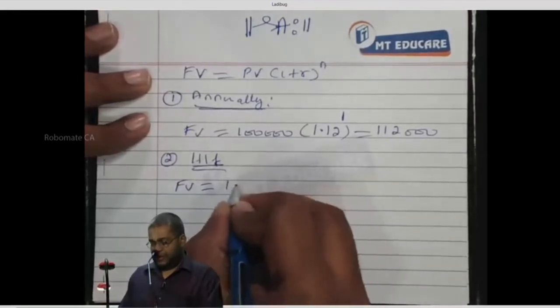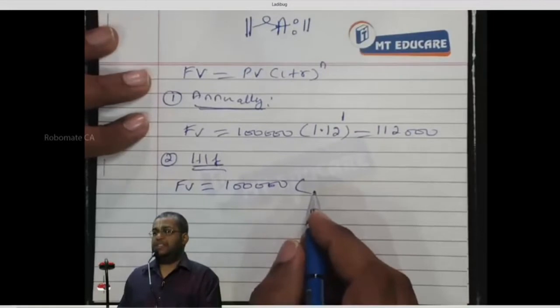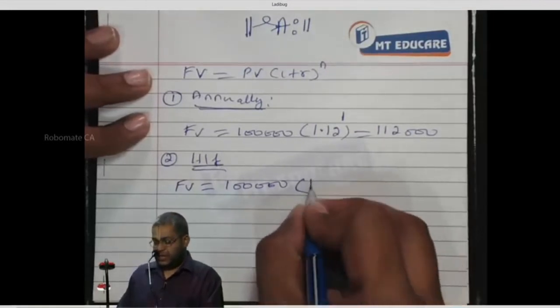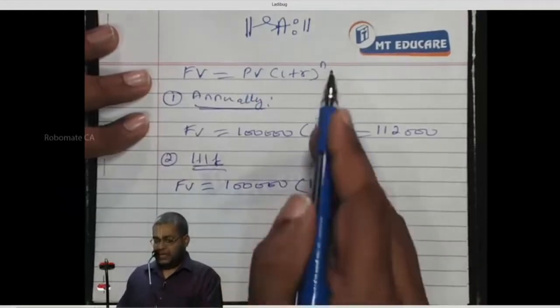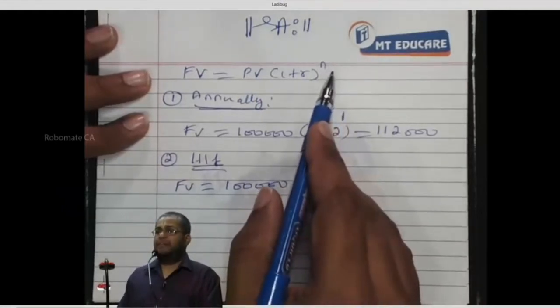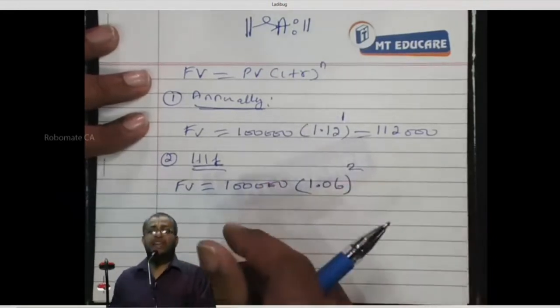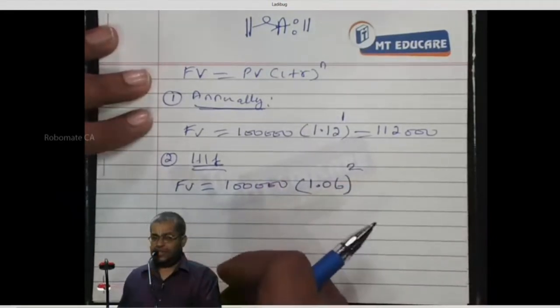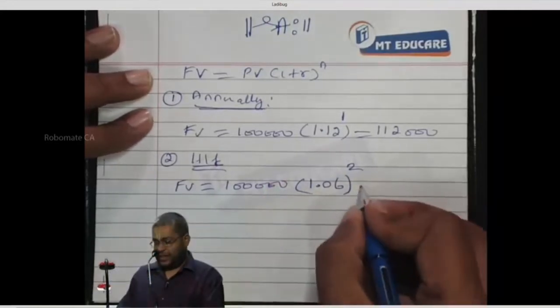Now write down: future value is equal to what is the amount deposited today? 1 lakh into 1.06, since the rate is 6%, not 12%. I said always convert everything into periods. N is the number of periods. How many periods here? 2 periods. In a year there are two 6-month periods, or not? I think you are all able to understand it clearly. Everybody, yes or no?